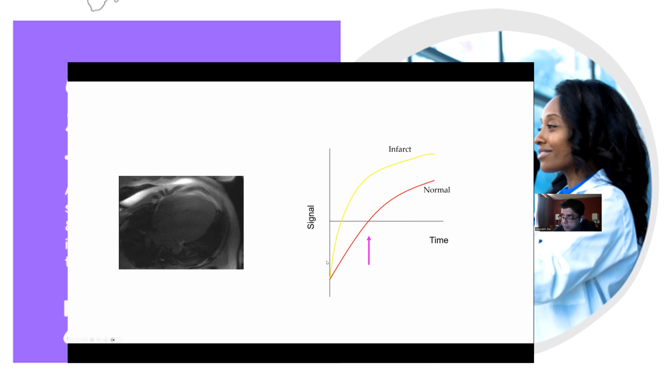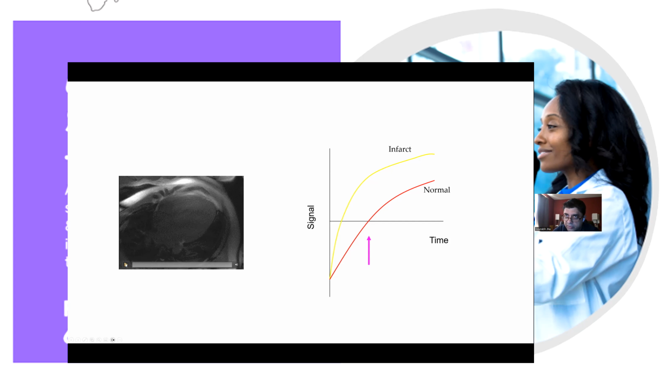Here is the infarct, which contains gadolinium. And so it rushes towards the 0 point. And here is normal tissue, which doesn't contain gadolinium. And at this point here, when normal tissue crosses the 0 point, the infarct, which has more gadolinium, there's a nice difference between the two, providing we wait long enough for that difference to be accentuated.